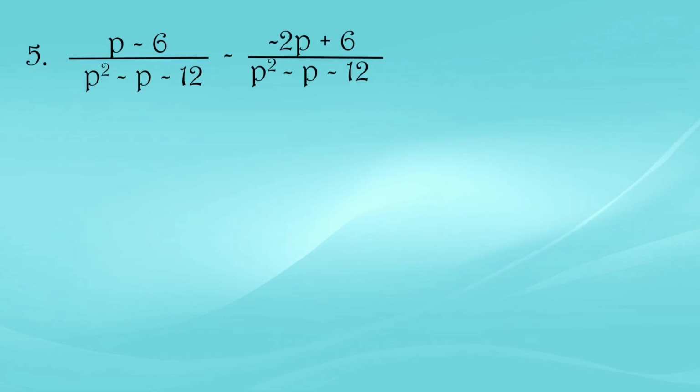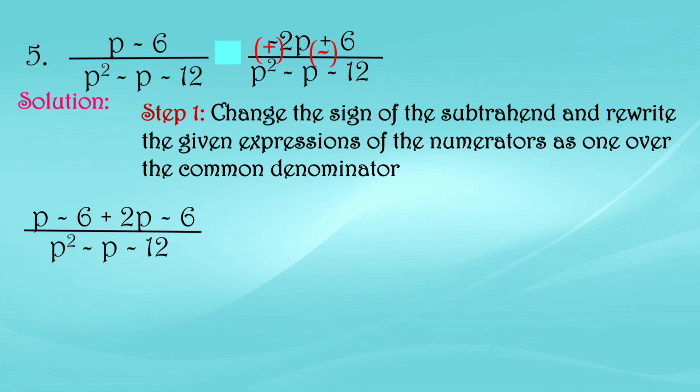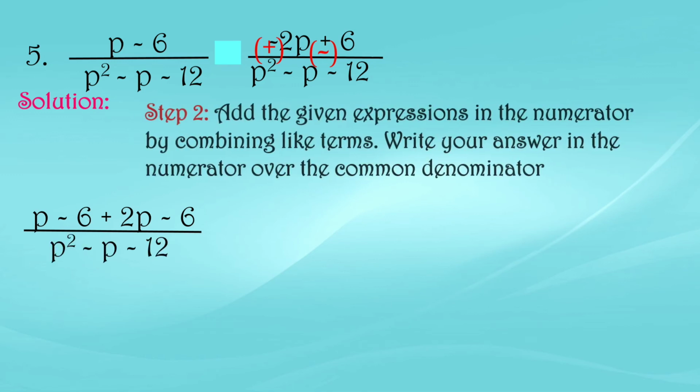And number 5, we have p minus 6 over p squared minus p minus 12 minus negative 2p plus 6 over p squared minus p minus 12. So solution. So change the sign of the subtrahend and rewrite the given expressions of the numerators as 1 over the common denominator. So magiging positive na si 2p at negative si 6. So p minus 6 plus 2p minus 6 over p squared minus p minus 12.